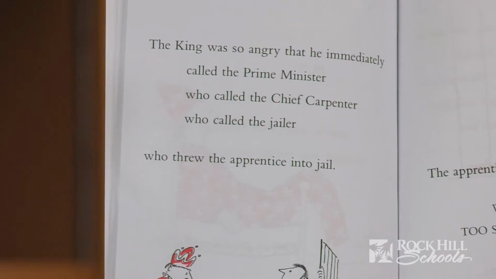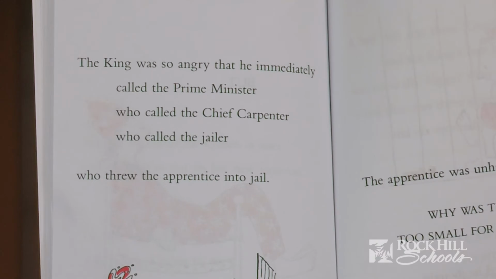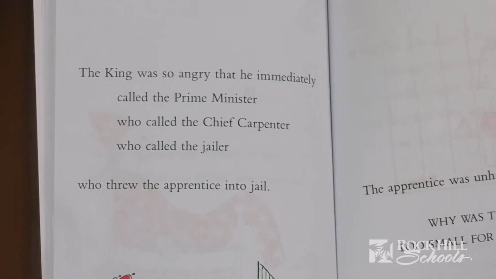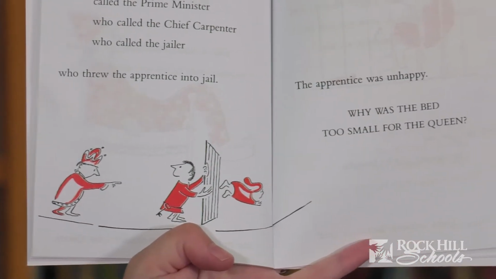The king was so angry that he immediately called the prime minister, who called the chief carpenter, who called the jailer, who threw the apprentice into jail. The apprentice was unhappy. Why was the bed too small for the queen?